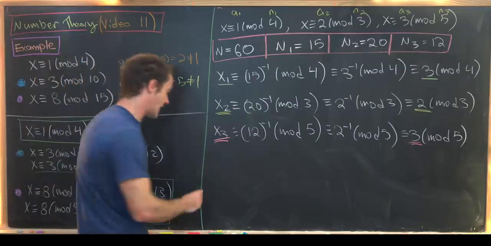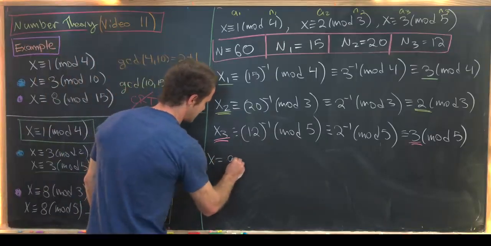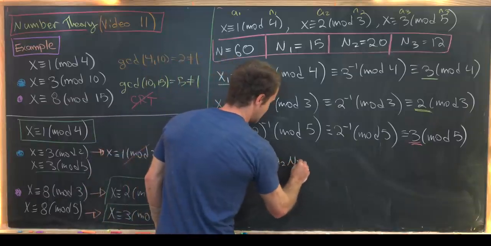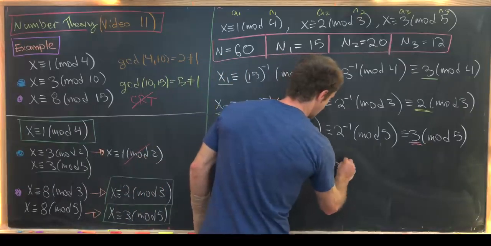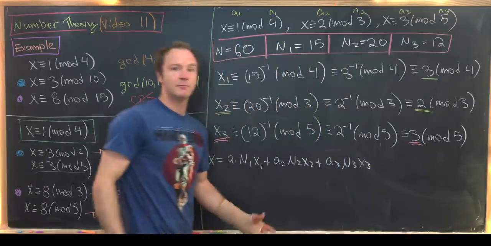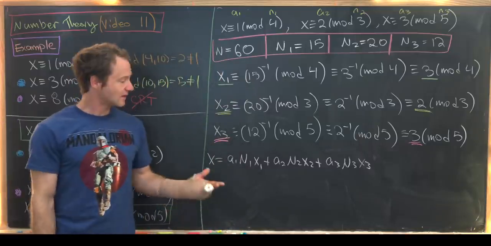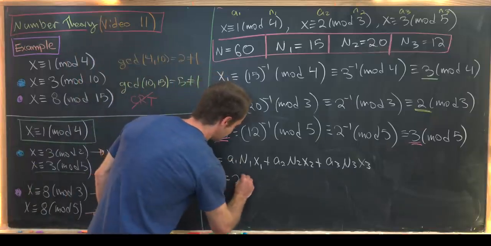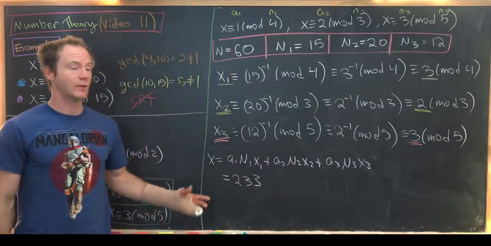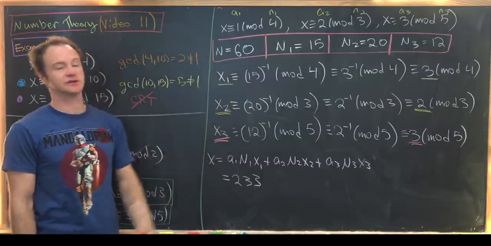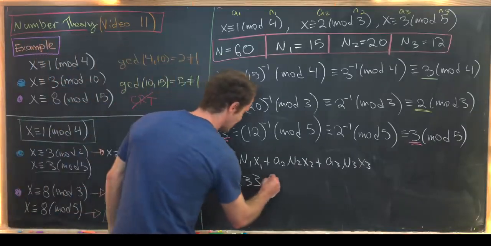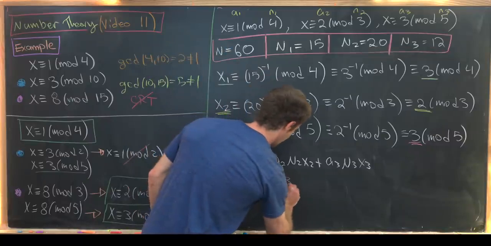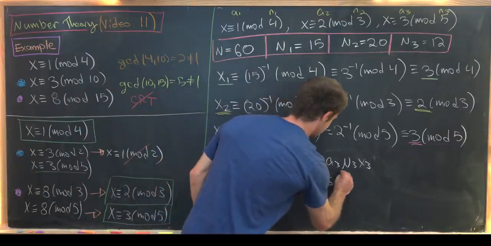Now we're ready to calculate our final value of x. Remember, that's going to be a1 N1 x1 plus a2 N2 x2 plus a3 N3 x3 by the constructive proof. Now, I'll let you guys do the arithmetic. All the numbers are on the board, but what you end up with is 233. But we know our solution should be unique modulo this capital N, which is 60. So that means we can reduce this mod 60. And if we do that, we're going to get 53 mod 60.